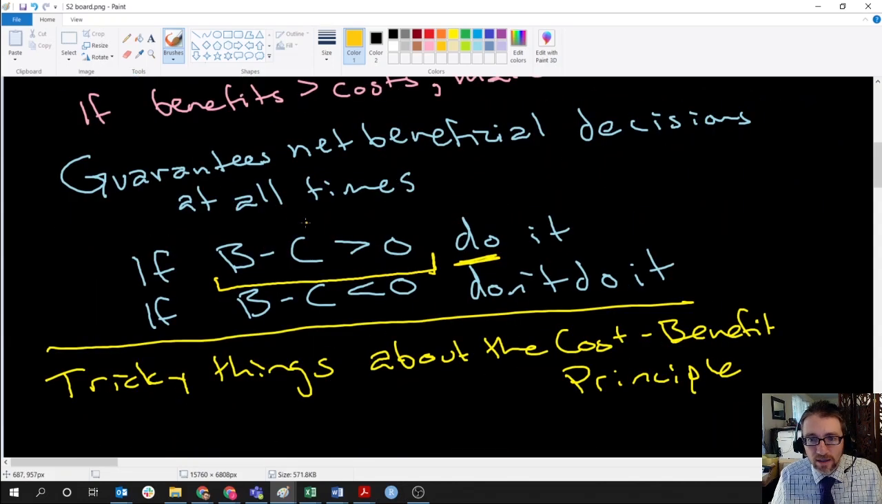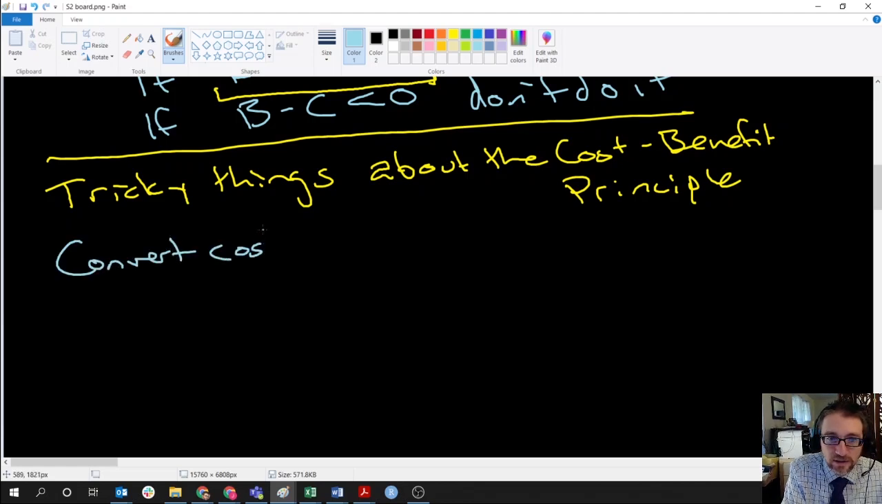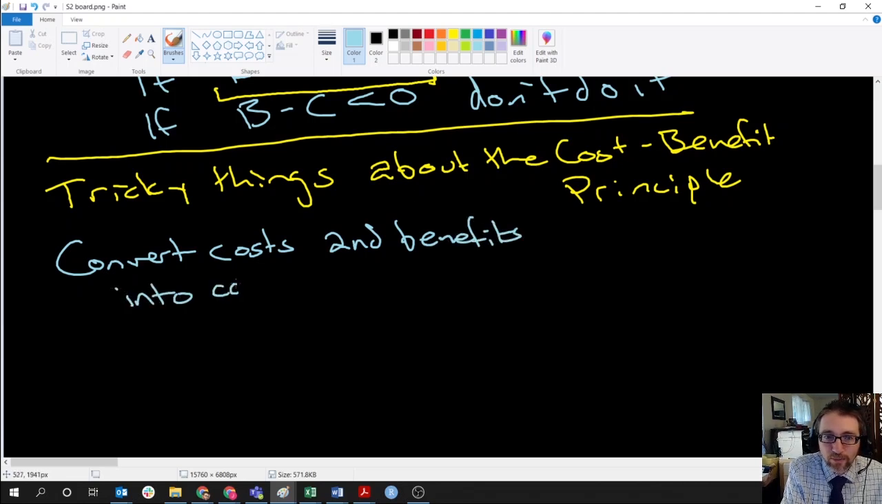Economists mostly think that the thing that people think most about is the costs and benefits they're aware of, which mostly are the things you know that affect you, right? Because you know what affects you. It's hard to guess how it's going to affect other people. Okay, so tricky things about the cost benefit principle. One of them is that in order to do this successfully, we have to convert costs and benefits into dollars in some way. Actually, into comparable units really is the thing. It doesn't have to be dollars.